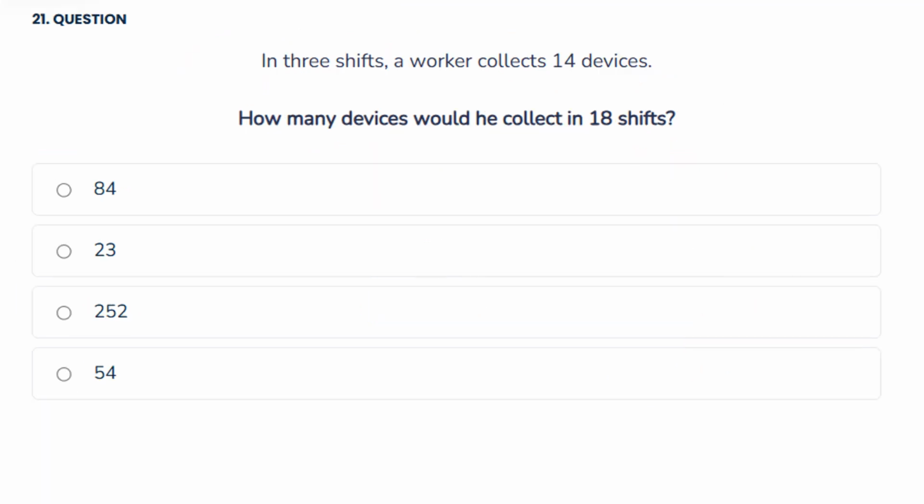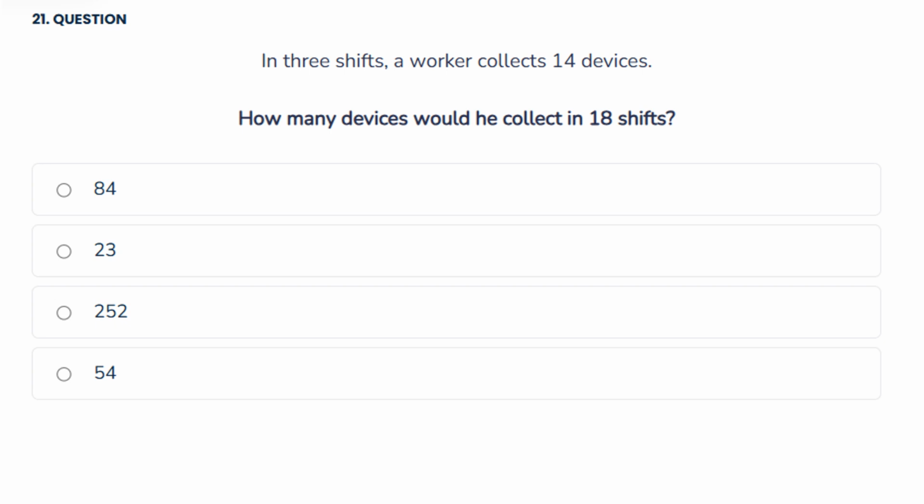We have a word problem here, and I always recommend you read through the word problem before you start making your notes. In 3 shifts, a worker collects 14 devices. How many devices would he collect in 18 shifts? There's a couple different ways you can do this. You can use addition, or you can use multiplication. It just depends on which one you want to do.